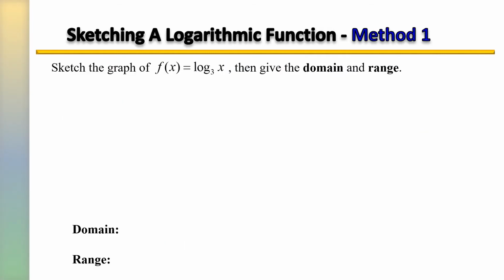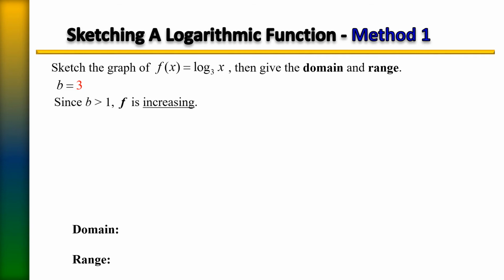In this example, we will sketch the graph of f of x equals log base 3 of x, and then give the domain and range. Well, the first thing to note about a logarithmic function is that if the base is greater than 1, as in this case, we can see our base, log base 3, is 3. So if our base is greater than 1, then the function would be an increasing function, which means from left to right, it would be moving in an upward motion.